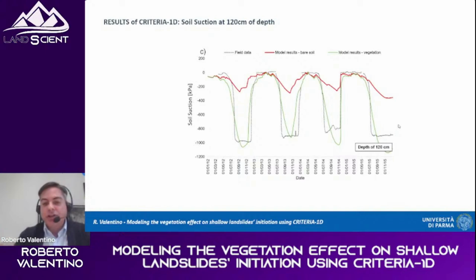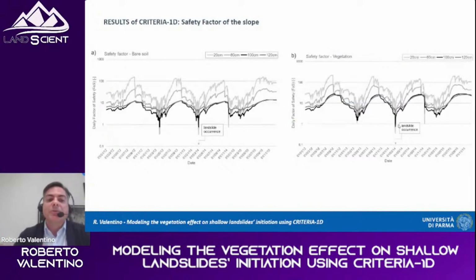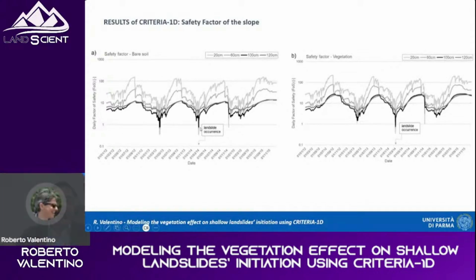Of course, after validation, in terms of water content and soil suction, we obtained the trend of the safety factor of this slope. On the left side, considering the bare soil, on the right side, considering the vegetation effect. In both cases, we can see as a different scale of gray colors the safety factor at different depths. On the left side, we can see how the bare soil correctly predicts the safety factor less than 1 in correspondence of the landslide occurrence, but we have also a false positive on another date before the occurrence of the real landslides at 1 meter of depth, which was also the real observed depth of the real landslides.